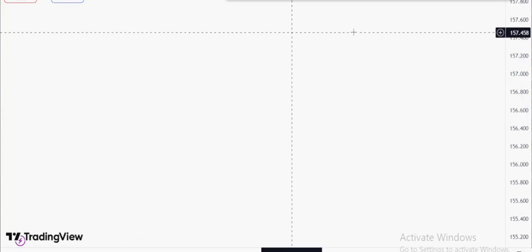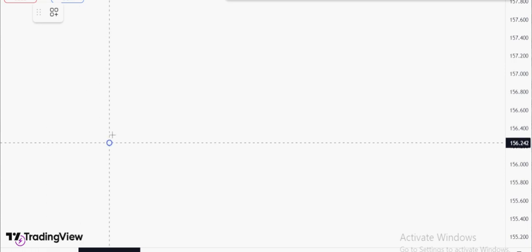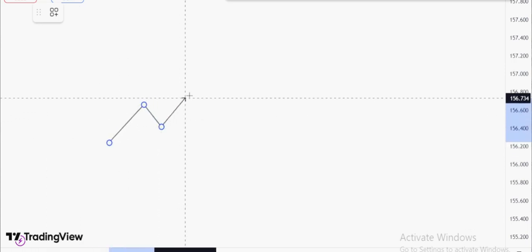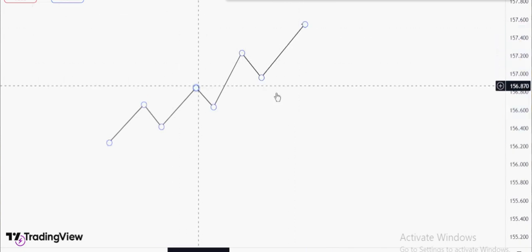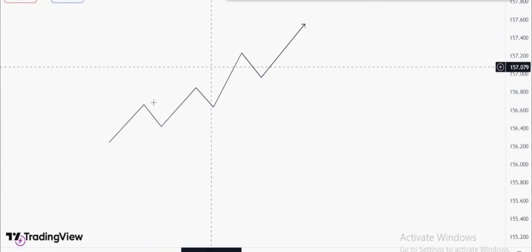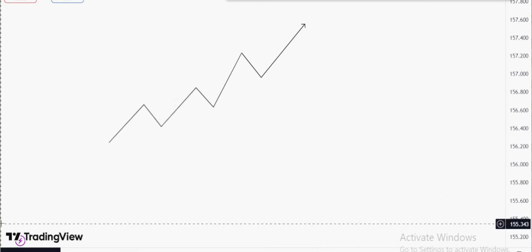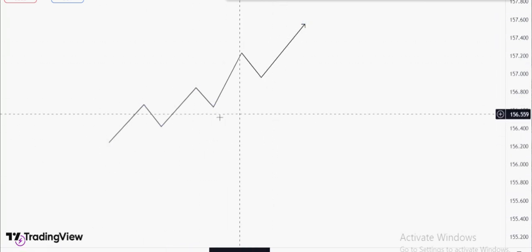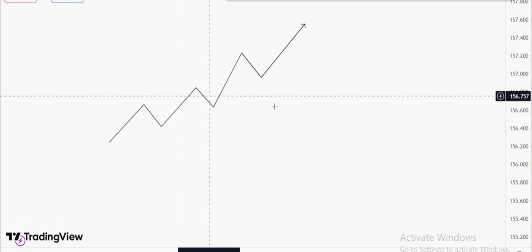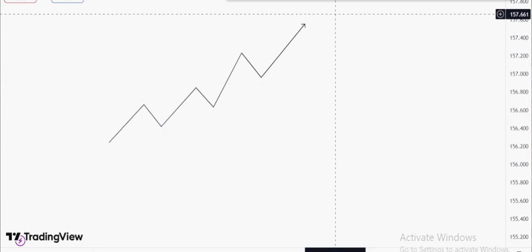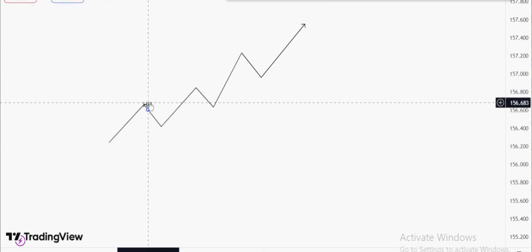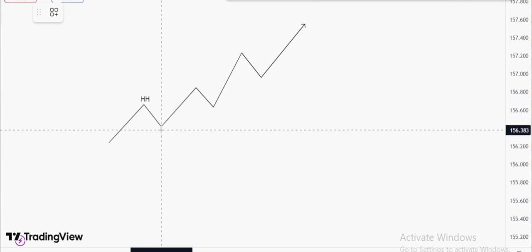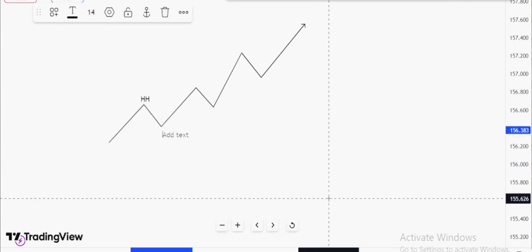So let's introduce a new concept, a leg of structure. By the way, this is a leg of structure. These movements like this, my drawing is terrible, but these movements are what we call legs of structure. So within legs of structure, when price creates a high, it's called a higher high, HH, a higher high. And then when it creates that low, it's called a lower high.